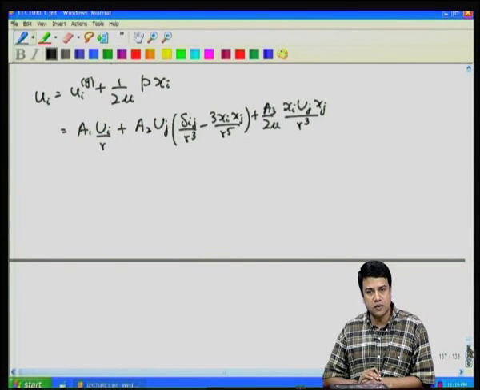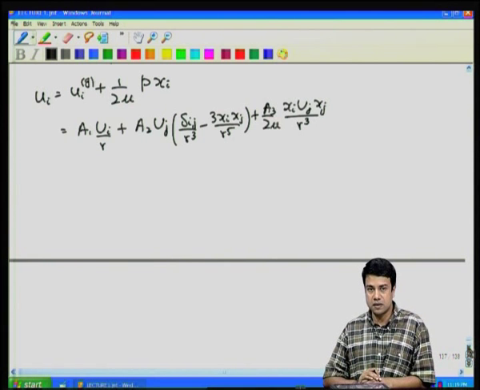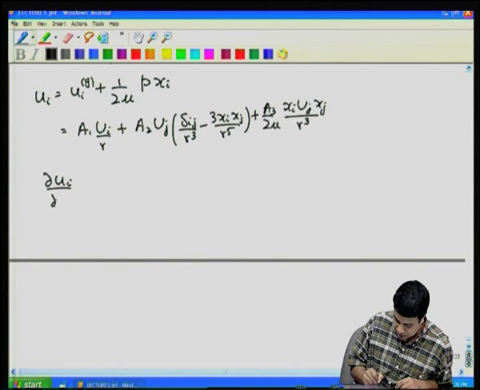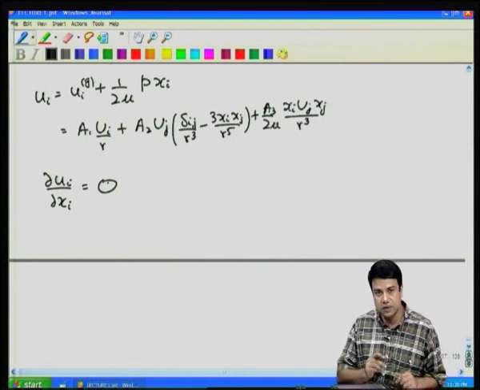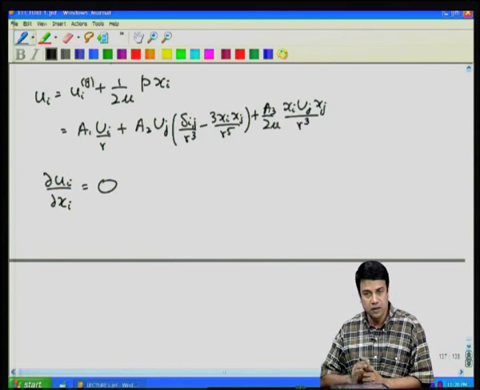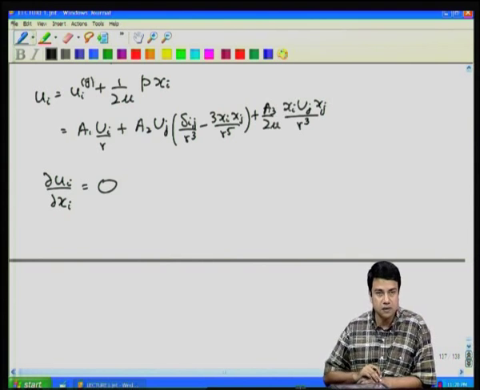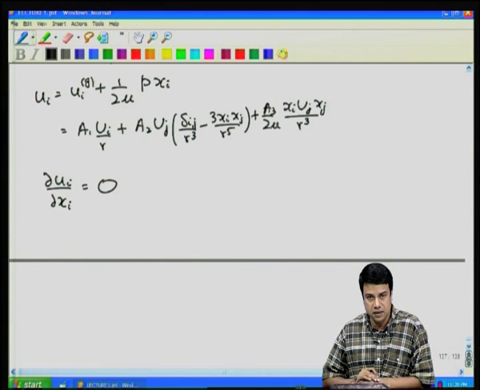But before I go on to the boundary conditions, I still have to make sure that the solution satisfies the incompressibility condition, that is that it has to satisfy partial u i by partial x i is equal to 0. We have not yet satisfied that with this solution. So, I just take the divergence of the solution that I already have. There is one simplification that you can make here, which I will briefly go through.